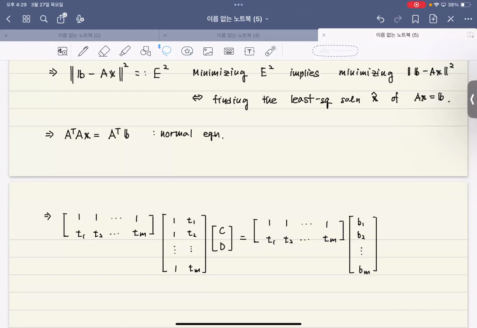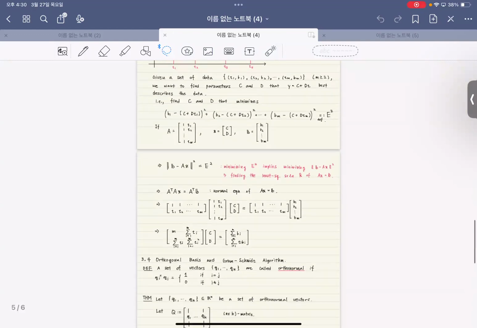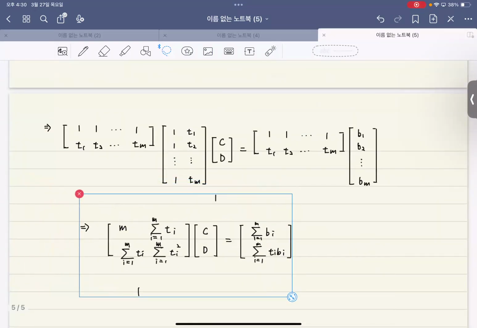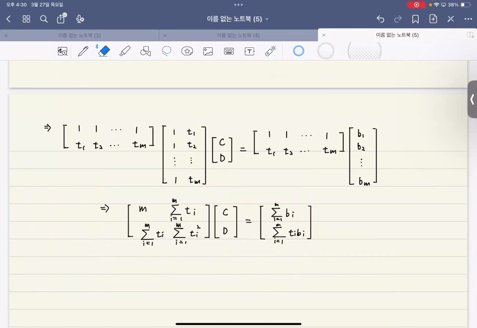This looks somehow clumsy, so I will try to make it look a little more beautiful. So this is my final version of the normal equation. Clearly this is a 2 by 2 system, two equations and two unknowns. I'm pretty sure this is an invertible matrix, because one column is a bunch of ones, and T1, T2, Tm must be all different numbers. So these two columns are always linearly independent. Therefore this is an invertible matrix, and you must be able to solve this for C and D. The solution of this system is the two parameters C and D that best describe your series of data.